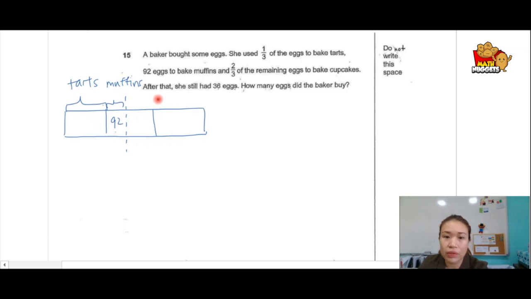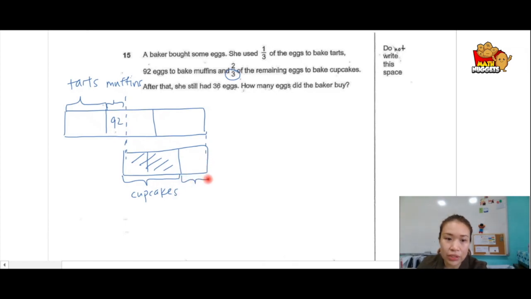Afterwards, she used 2/3 of the remaining eggs to bake cakes. Now, for the remaining eggs, they want it to be 3 parts, but I don't have 3 parts at the remainder. So what I'm going to do is to drop down the model, cut it into 3 equal parts, and show that 2/3 of that remainder was used to bake cupcakes. Afterwards, she still had 36 eggs left. So how many eggs did the baker buy? We're trying to find the total at the beginning.